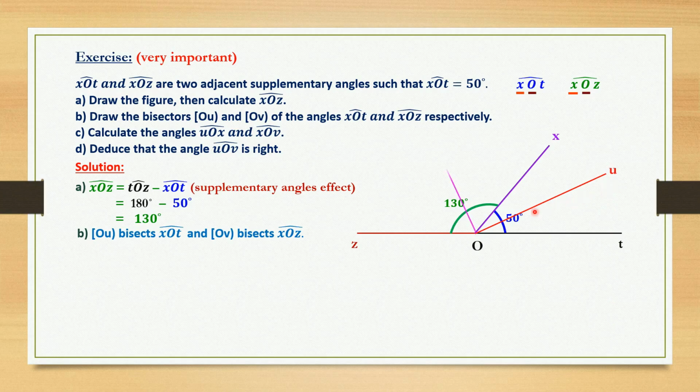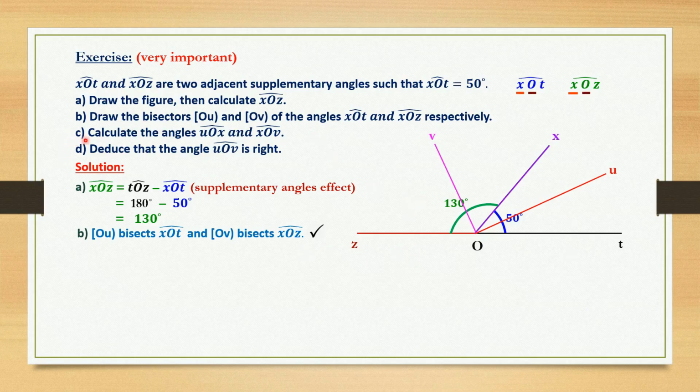Now let's draw again on this figure OU and OV, bisectors of XOT and XOZ respectively. Of course, when you draw the bisectors of these two angles, you can use the instrument that you want, a protractor or compass. It depends which instrument you feel more comfortable using. Now we put a check here because this question is done on the figure.